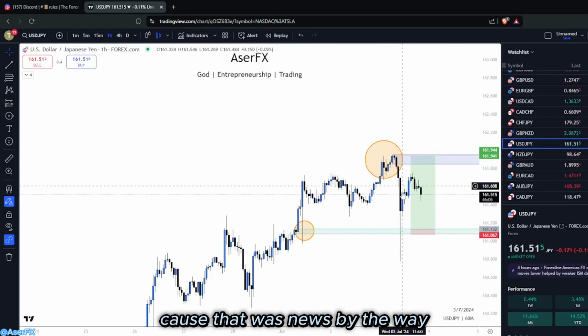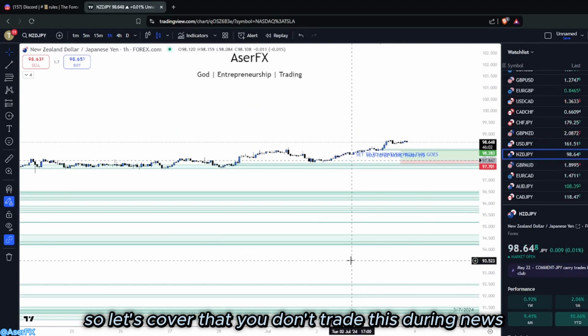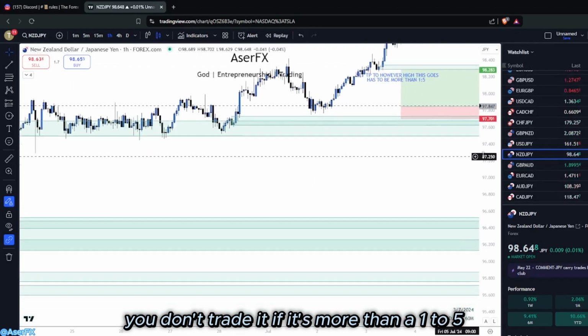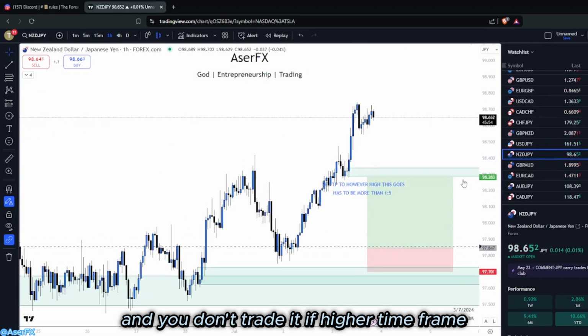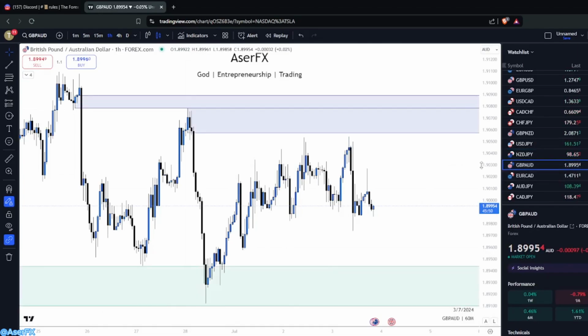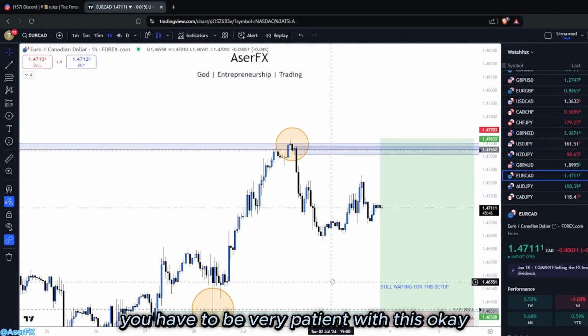Because that was news. By the way, you don't trade this during news. So let's cover that. You don't trade this during news. You don't trade it if it's more than a 1 to 5. And you don't trade it if higher time frame analysis is going against your direction. All right. You have to be very patient with this.